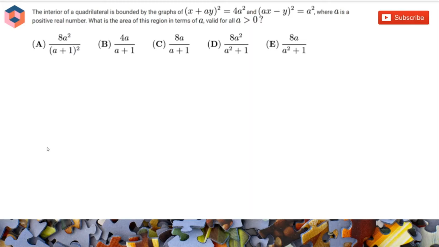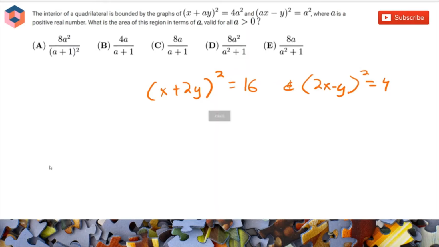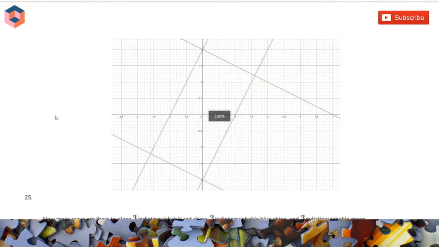We decided to plug in a equals 2. That gives us (x + 2y)² equals 4 times 4, or 16. And we also get that (2x − y)² equals 4. Now, if you start graphing this, you'll see that it's not that hard to graph and the values aren't that big. In fact, all the intersections happen pretty quickly. And we already graphed it for you right here.